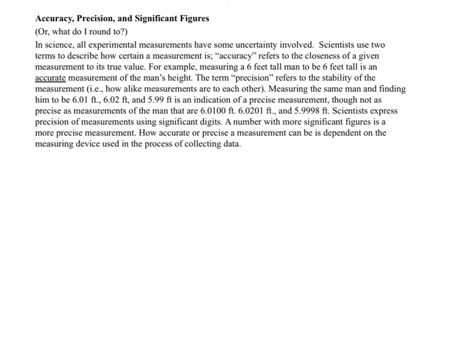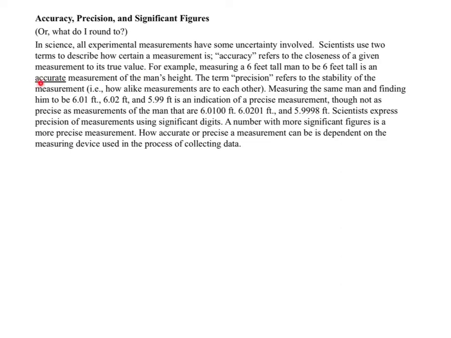When we talk about accuracy, what we're really talking about is the ability to achieve or measure the true value. So again, accuracy refers to the closeness of a given measurement to its true value. When we talk about precision, we're talking about the ability to make a measurement and repeat that measurement multiple times, over and over and over again.